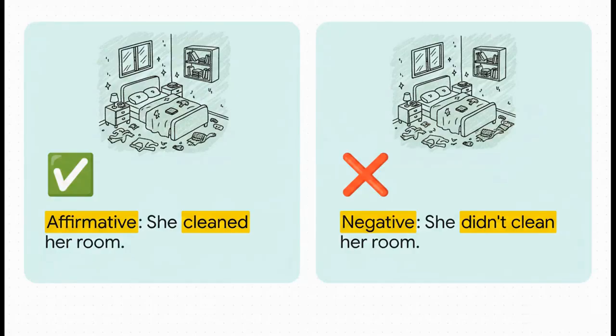Check this out. A positive sentence is, she cleaned her room. Simple enough. But look at the negative. She didn't clean her room. Now this is super important. Did you notice what happened? When you use didn't, the main verb, clean, goes right back to its original simple form. Why? Because didn't is already doing all the past tense work for you.